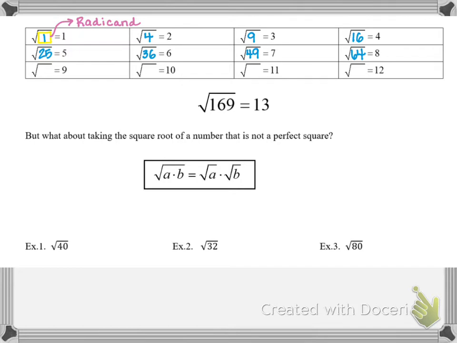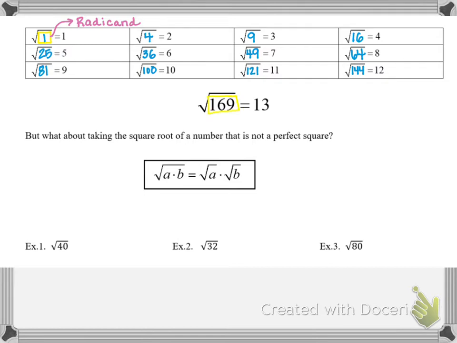Let's do the last row. The square root of 81 equals 9. The square root of 100 equals 10. The square root of 121 equals 11. And the square root of 144 equals 12. And then you can see I have one more complete statement. The square root of 169 equals 13. So like I said, these are some common numbers, and you need to make sure that when you see these numbers you're aware that they are perfect squares and you know what the square root is.